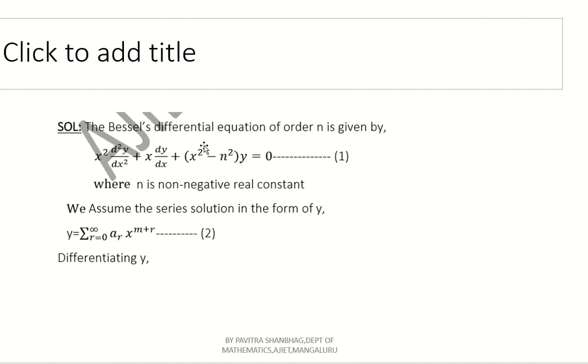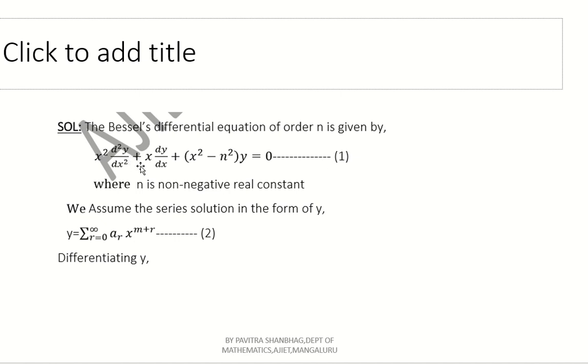Here first we have to consider the equation x square y double dash, or d square y by dx square, plus x dy by dx plus (x square minus n square) into y equal to 0. Call it equation 1. Here n is a positive real constant.